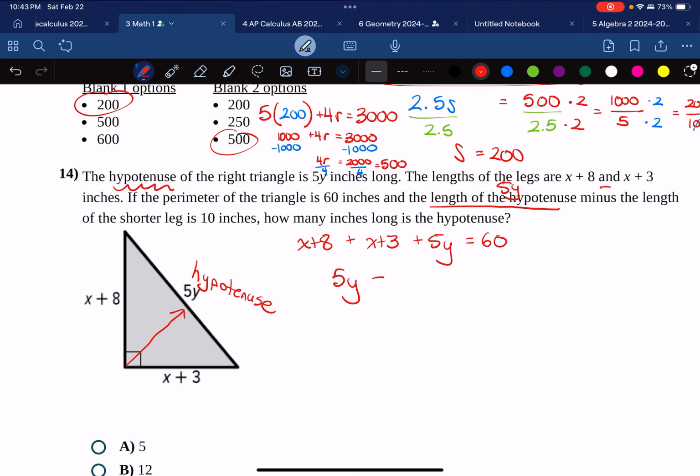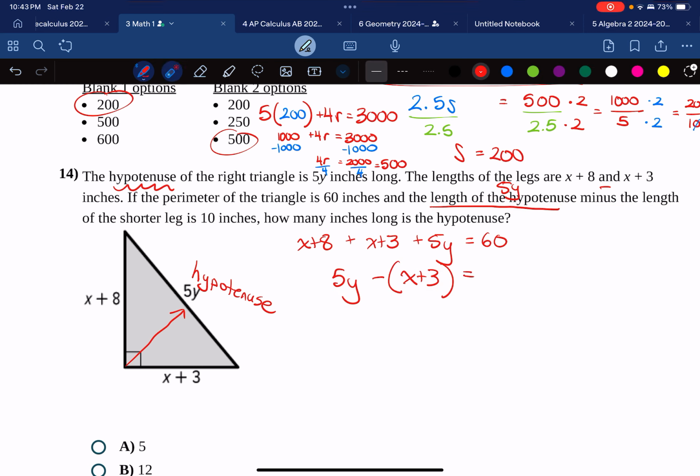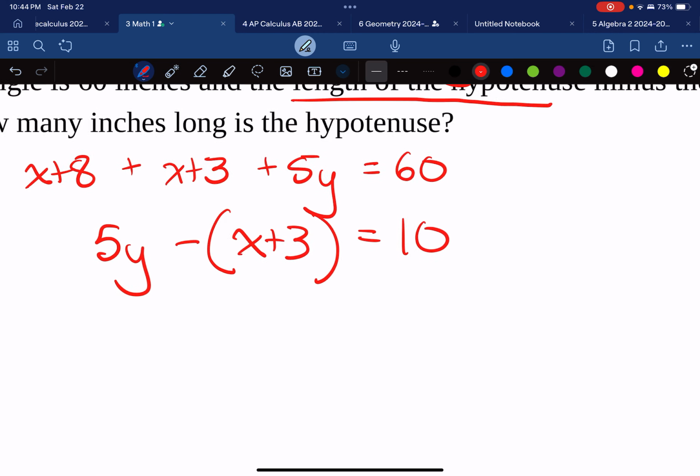So I'm going to do something wrong and write x plus 3. The reason that this is wrong is because this is saying 5y minus the x and then plus 3. I'm minusing this entire x plus 3, which means you have to have parentheses. This entire x plus 3 is being subtracted, so I do have the parentheses there. So let me read what I have so far. Length of the hypotenuse, 5y, minus length of the shorter leg is, the word "is" always means equal sign, and then 10. There we go. There are our two equations.